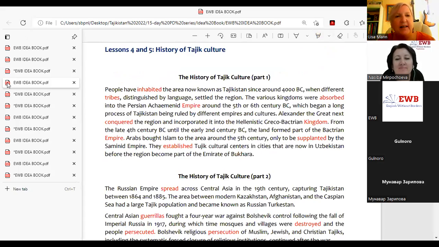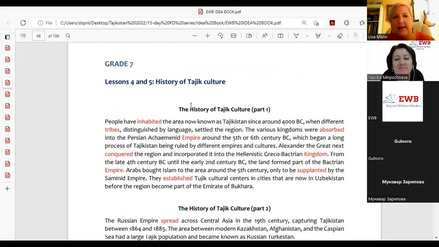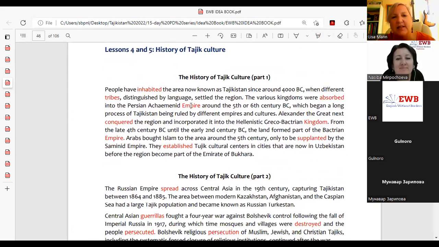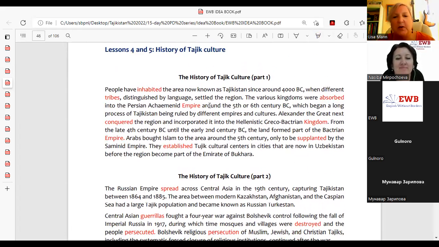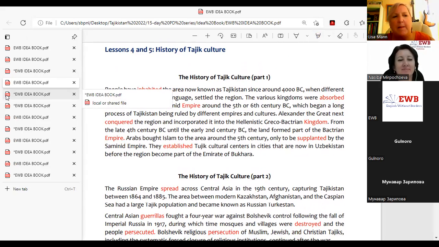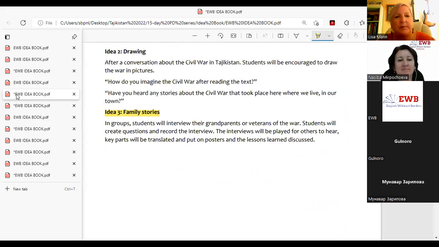Another one is for grade 7. And these are the texts that the students have in their textbooks: The History of Tajik Culture, Part 1 and Part 2. A lot of public schools have something like this, where they have the history of your country.